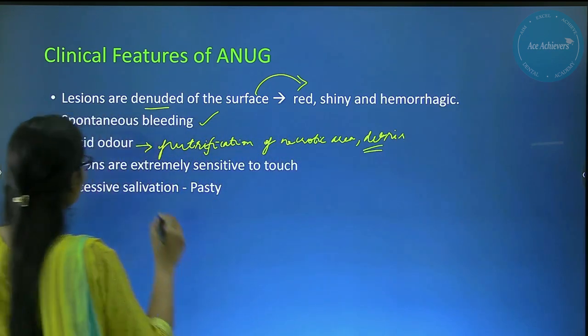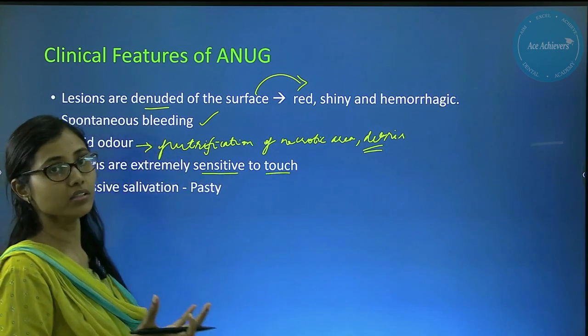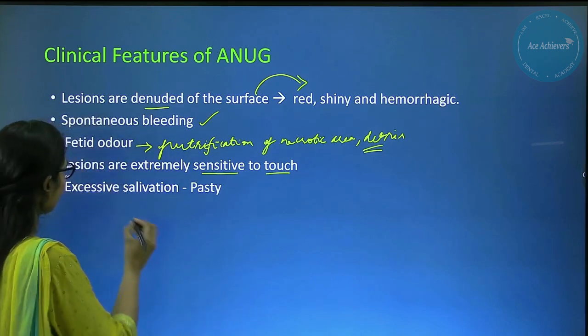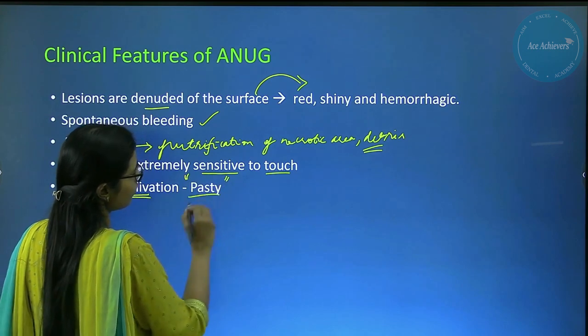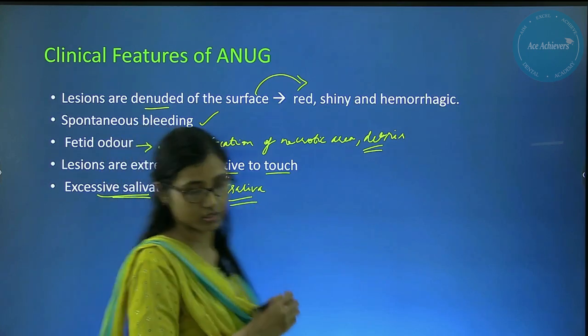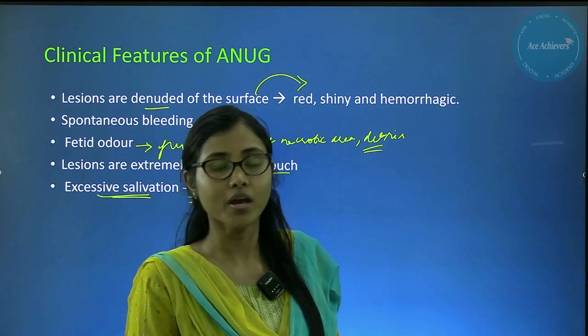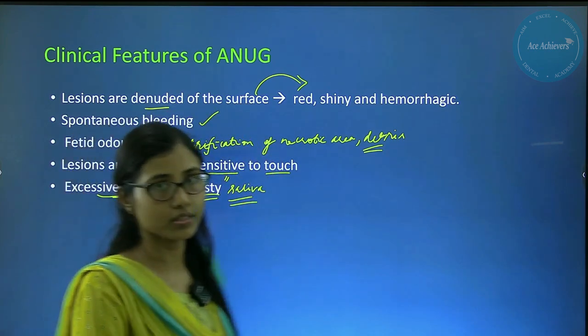Okay, and the lesions are going to be extremely sensitive to touch because of the denuded appearance, and there is going to be excessive salivation, which is called pasty saliva, which sometimes the patient might be able to appreciate themselves. Okay, so these are some of the important clinical features of acute necrotizing ulcerative gingivitis.